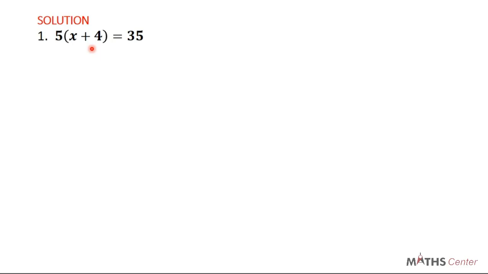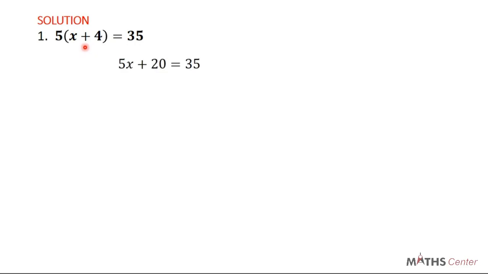We learned from expansion of algebraic expressions that whenever you have a term outside a bracket like this, the term outside the bracket will multiply every term in the bracket. So here 5 is outside the bracket, so it will multiply every term in the bracket. What that means is that 5 will multiply x, and at the same time 5 will multiply 4. Once again, if you watch the video on expansion of algebraic expressions, you will see how this is done.